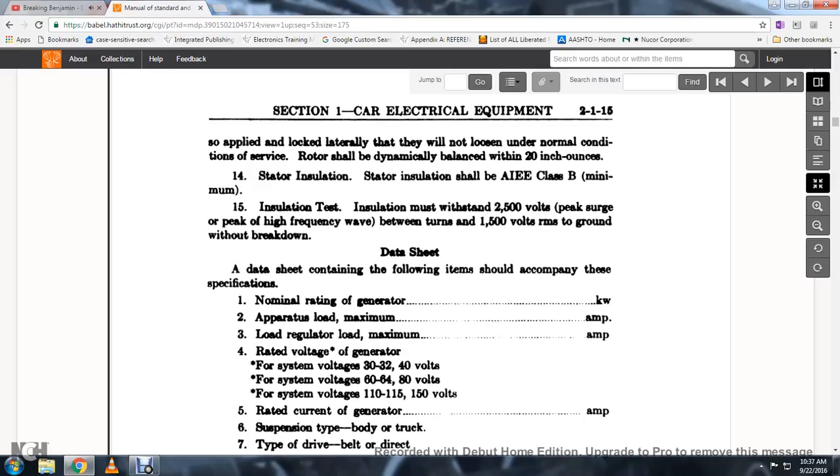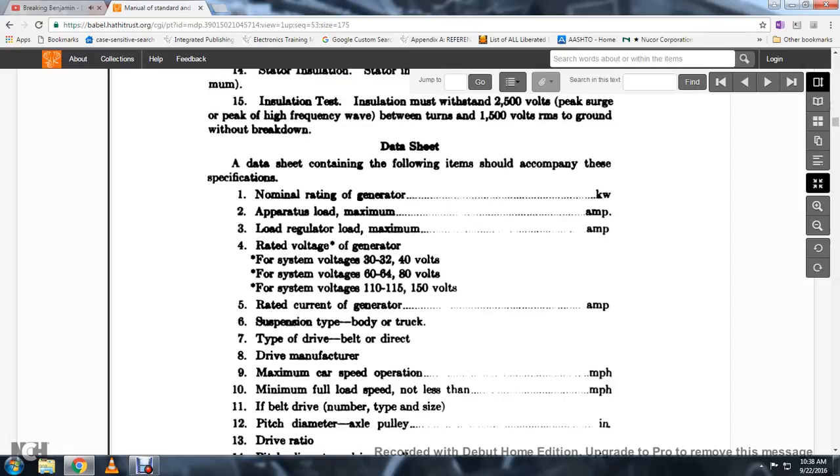A data sheet containing the following items should accompany the specification: normal rating of the generator, kilowatts; apparatus load, amps; load regulator, minimum and maximum, amps; rated voltage of generator for system voltage of 30 to 32, 40, 60, 64, 80, and 110 to 150 volts; rated current of generator, amps; suspension type, body or truck; type of drive, belt or direct drive; manufacturer; maximum car speed of operation, miles per hour; minimum full-load speed not less than miles per hour.